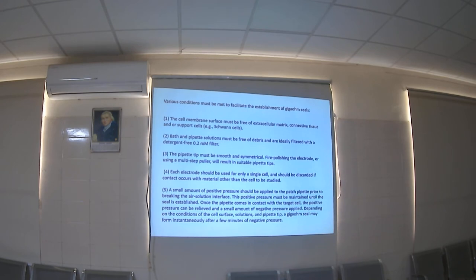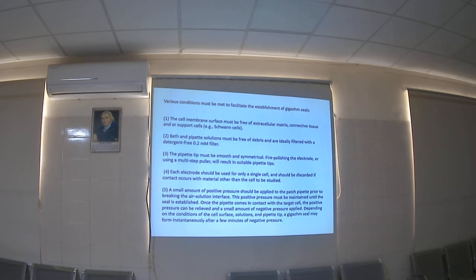So the first is that the cell membrane surface must be free of extracellular matrix, connective tissue or support cells. These are do's and don'ts, meaning when we do electrophysiology recording, we have to take certain things into account. The extracellular matrix should not be there, because it can disturb the electrophysiological recording. Definitely, you know the composition of the extracellular matrix, the proteins like collagen, laminin, which generally give the cell a structure. Okay? Here we have to get rid of this.